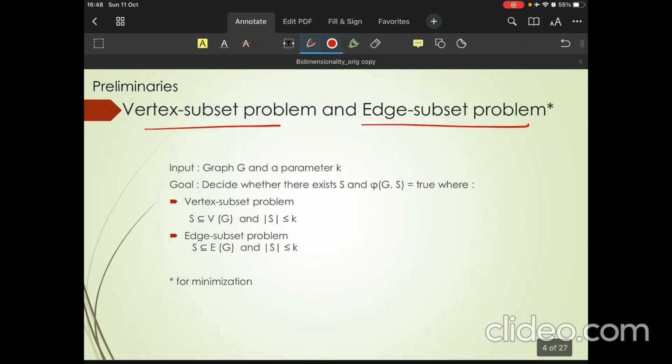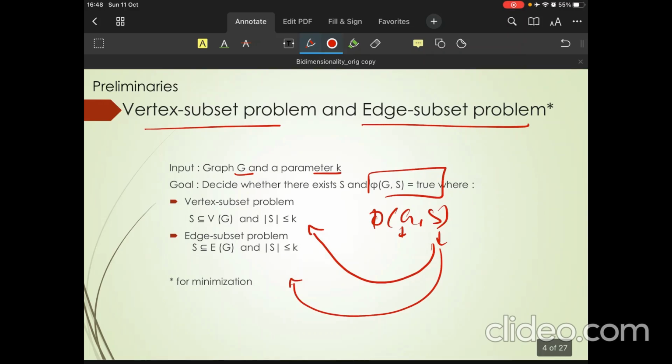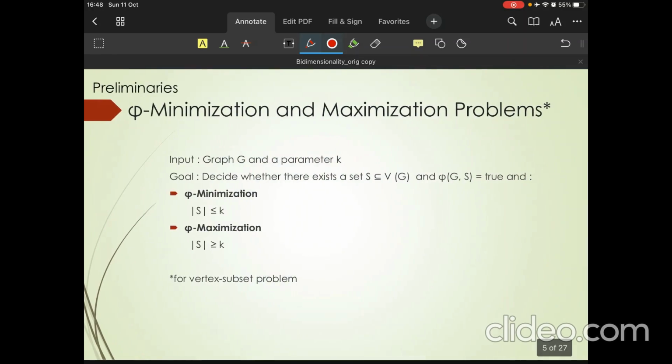Now we'll define vertex subset problems or edge subset problems. Given a graph G and a parameter k, we have a statement phi(G, S) which takes as input G and S, where S is a vertex subset or edge subset depending on the type of these two problems. So for minimization, we can define the cardinality of S to be less than or equal to some k, and for maximization, we can define it to be greater than or equal to some k. So this is trivial stuff.